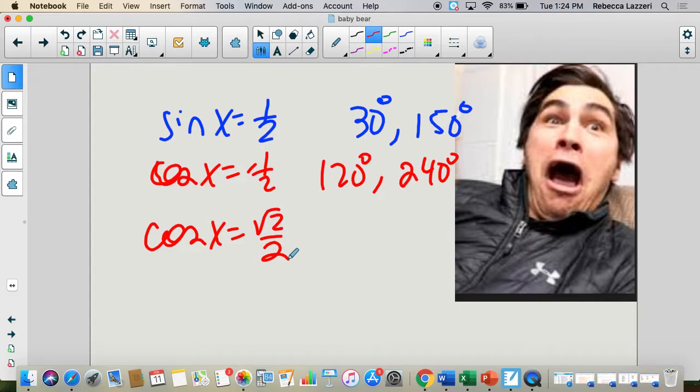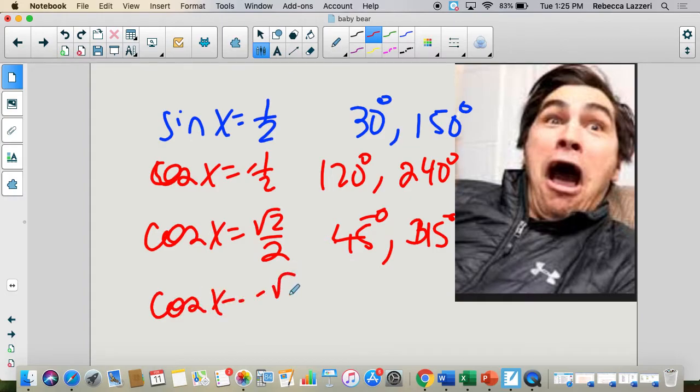Okay, cosine, what pops in your head? What reference angle with a root 2/2? 45. And since it's positive, I can use 45. Yeah, and it's gonna fall apart here, because where else is cosine positive? Q4. 315. Is that what you said? Yeah, 315, quadrant 4.